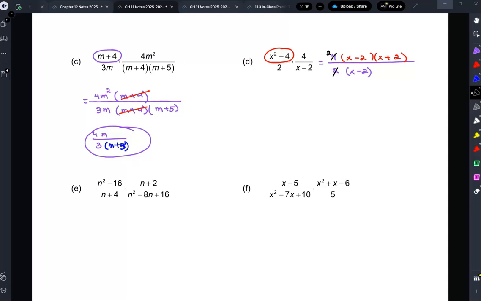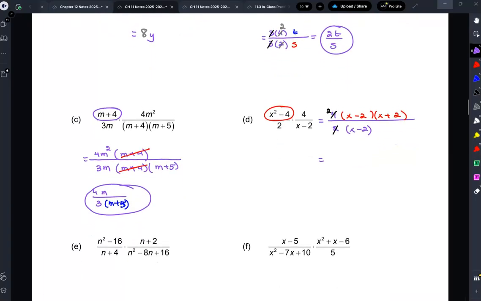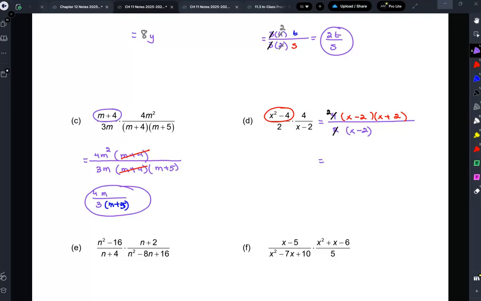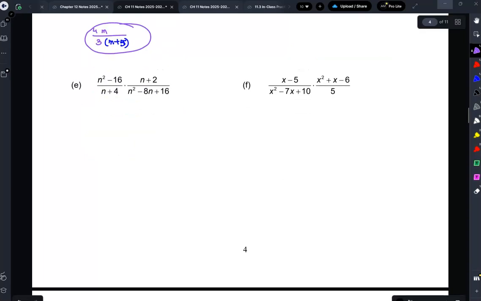Kai, anything else reduces here? No. The x's? Not the x's. You need to reduce whole things with whole things. X minus 2 and x minus 2. Okay? So I have 2 left and an x plus 2. Okay. Let's do this one.